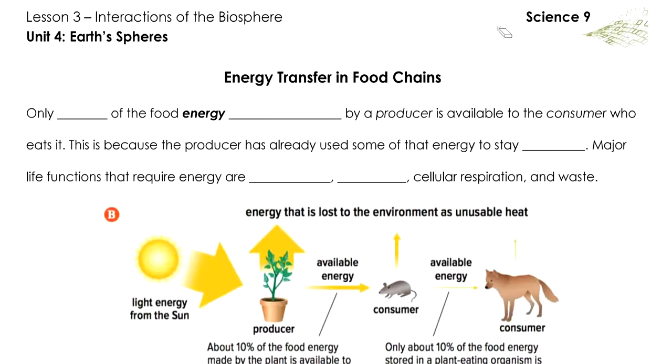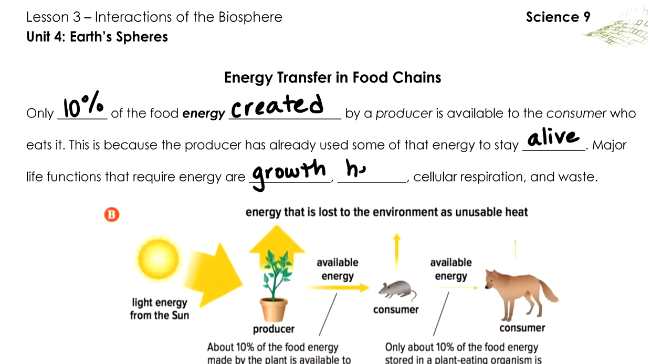You may notice that these food chains aren't very long. They maybe have two organisms or three if they're a short chain, or four or five if they're longer, and that's because energy is lost as one organism consumes the last. Only 10% of the food energy created by a producer is actually available to the consumer that eats that producer. And that's because the producer has already used most of this energy, 90% of it, to stay alive and perform its own biochemical processes. All of these major functions that keep an organism alive require energy, including things like growth, heat, staying warm, and performing cellular respiration, and of course, processing and disposing of waste.